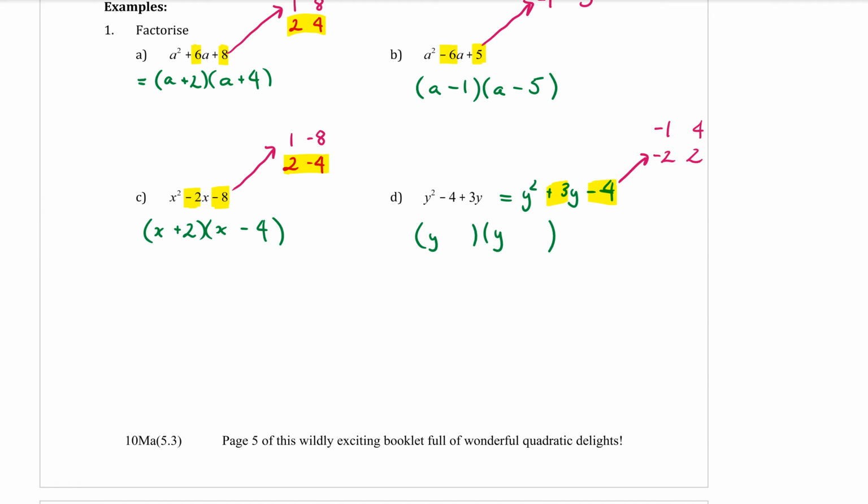Now let's try to see which one works. -1 plus 4 would make 3. That works. -2 plus 2 would make 0. So that one wouldn't work. So we want to put a -1 and a +4 inside those brackets.